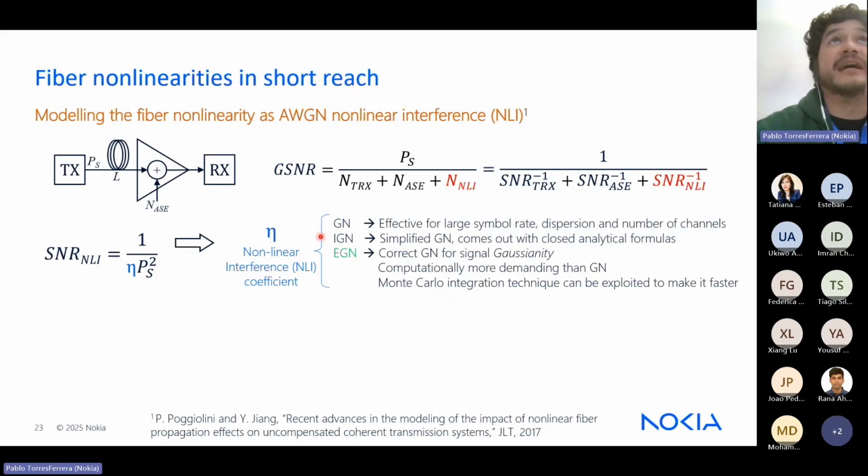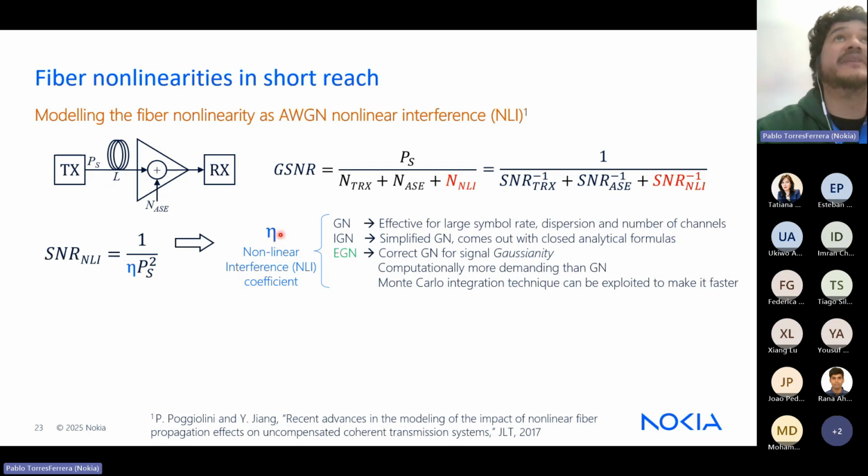So again, let's go back to the typical formula that we use, and then we will focus on this nonlinear noise, which can be modeled as an SNR coming from nonlinear interference. From Poggiolini's papers, we have this expression in which the SNR is modeled as the inverse of the square of the power, multiplied by this factor that does the work of modeling the nonlinear interference.